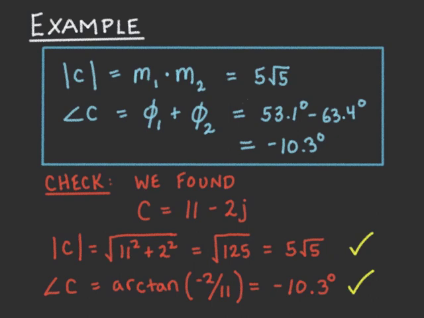We'll now check the answers provided by the product rule by directly finding the magnitude and phase of the product. So we found that C was 11 minus 2j. We'll find the magnitude of C as the square root of 11 squared plus 2 squared, and that will be 5 square root of 5, just as we found using the product rule. And the angle of C will be the arctan of minus 2 over 11, which is minus 10.3 degrees. That too checks with the answer from our product rule.